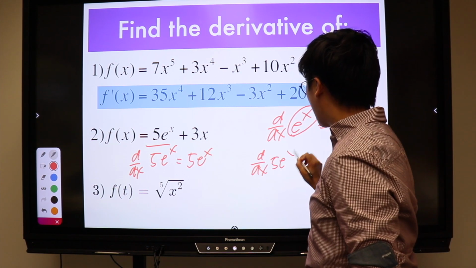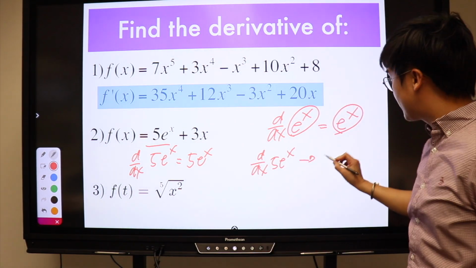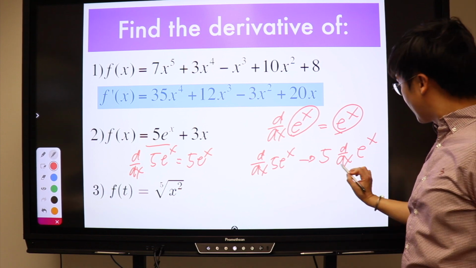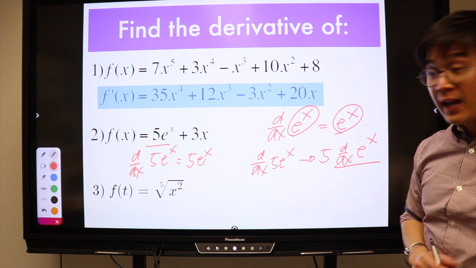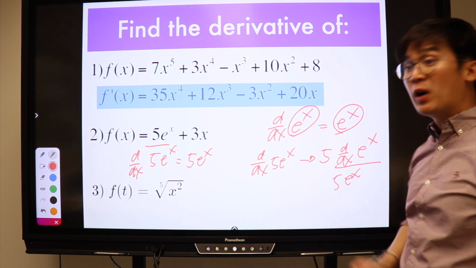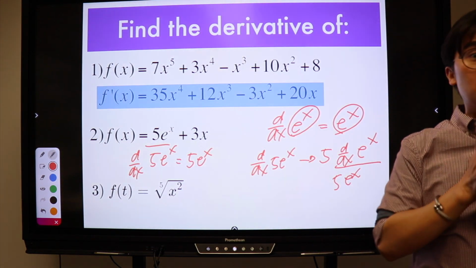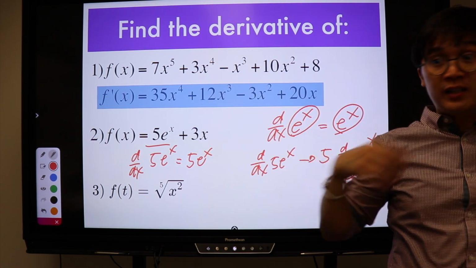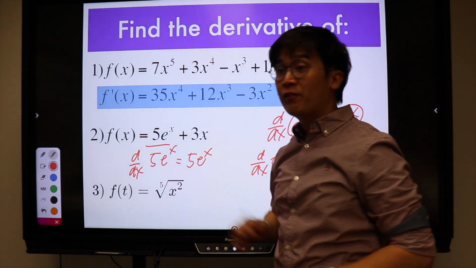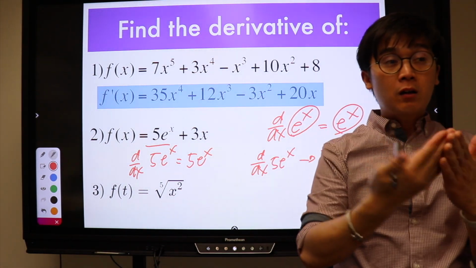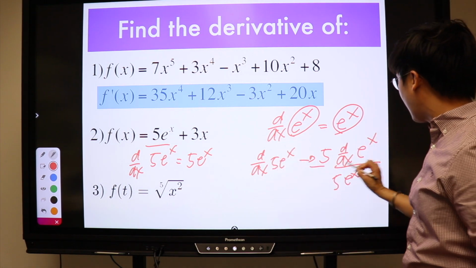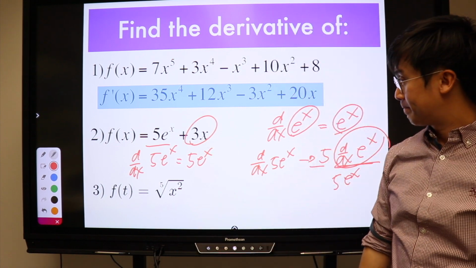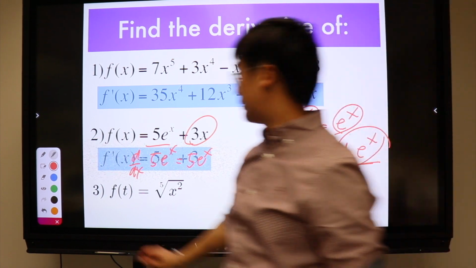So 5e to the x can be written as 5 ddx of e to the x. What is the derivative of e to the x? That's why it's still 5e to the x. Because in the derivative rule, you can isolate the constant and just take the derivative of the function. And that's what we did on 5e to the x. We separated the constant and the function, and took the derivative of the function. So what is the derivative of 3x? 3. So this is going to give us this.